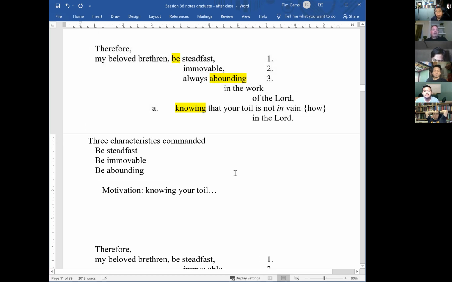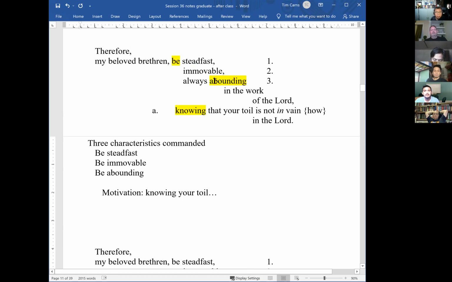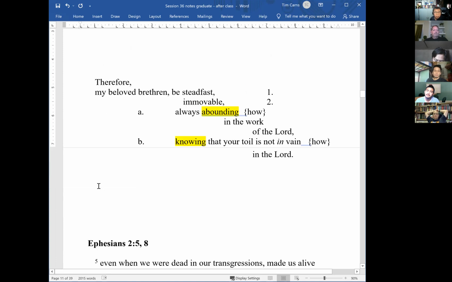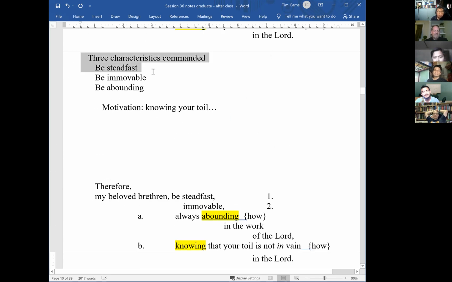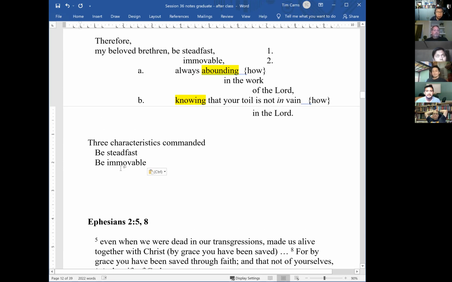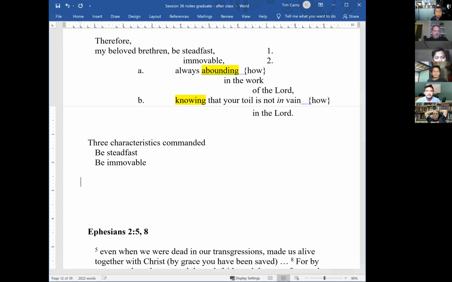But let's say I wasn't aware of this abounding being a regular verb, and I thought, oh, it's a participle. I would have done it this way. I would have had two characteristics. I can't spell. My mind's working faster than I can type. Okay, so I have two characteristics, and I'd have two motivations.